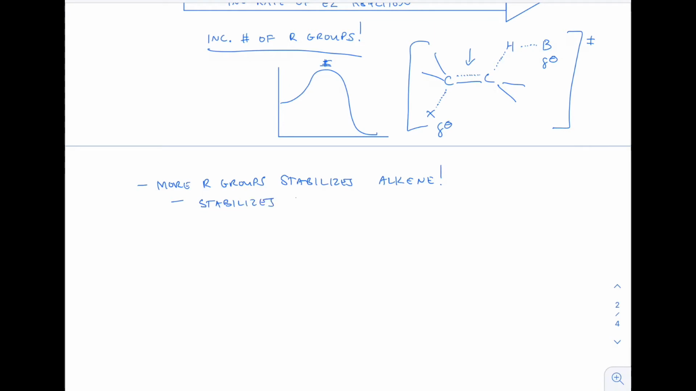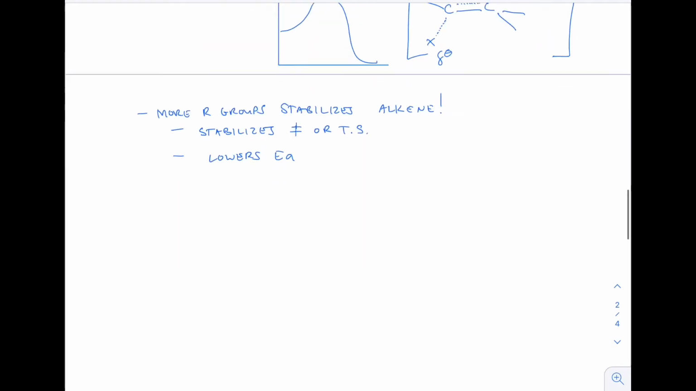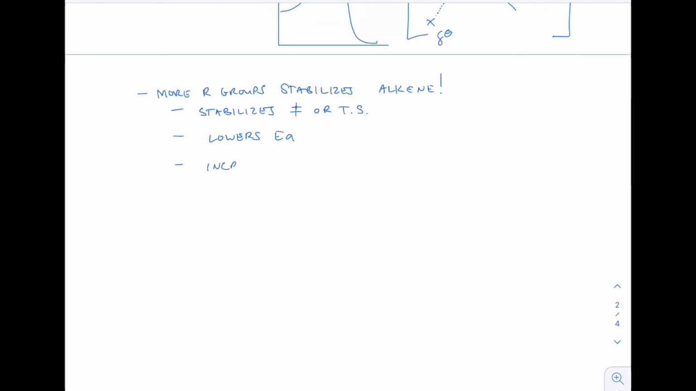So the more R groups stabilizes the alkene, right? We've already talked about that. And then if we can stabilize the alkene, then we can stabilize the transition state, and then we can also lower the activation energy, which in turn increases the rate of the reaction.